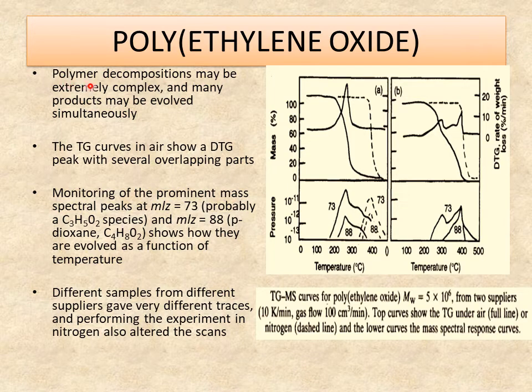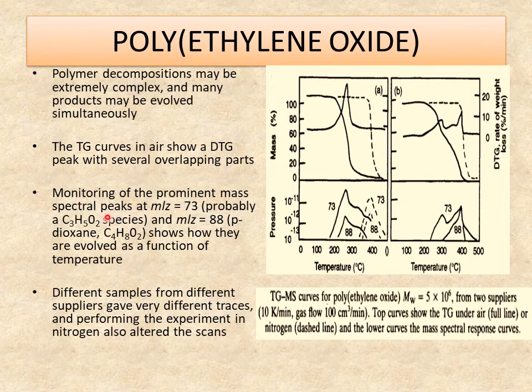So polymer decompositions may be extremely complex, and many products may be evolved simultaneously. To study the polymer decomposition is a very complex process, because there is the possibility that a large number of gases could be evolved. The TG curves in air show a DTG peak with several overlapping parts. So we can see that here are the peaks, and they are overlapping with each other here and there.